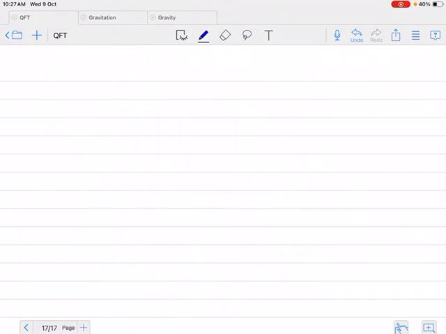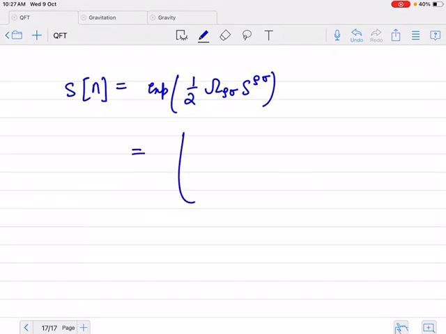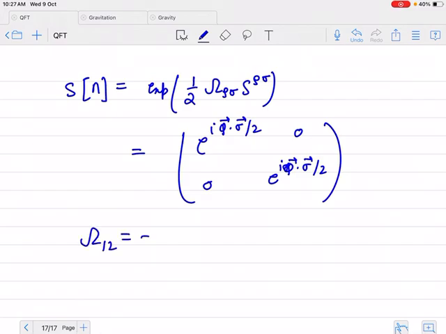Then the rotation matrix, very easily you can write down: S of lambda is equal to exponential of half omega rho sigma S rho sigma, which is equal to exponential of iota phi dot sigma upon 2, and similarly iota phi dot sigma upon 2, block diagonal. We need to remember that this omega is antisymmetric. And when following factors of 2, consider now a rotation by 2 pi about the x3 axis, so phi is equal to 0, 0, 2 pi.